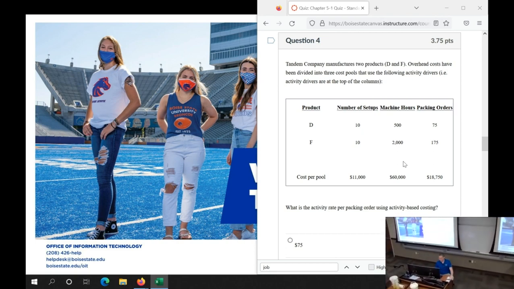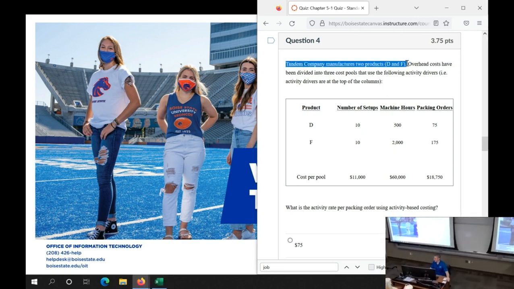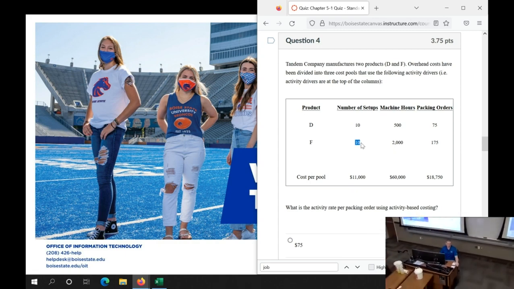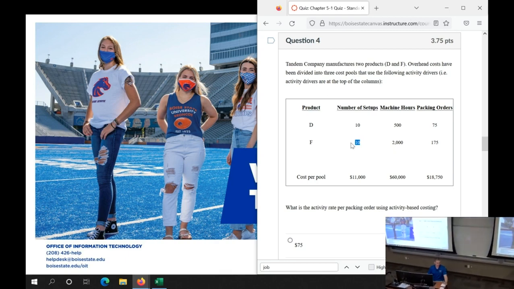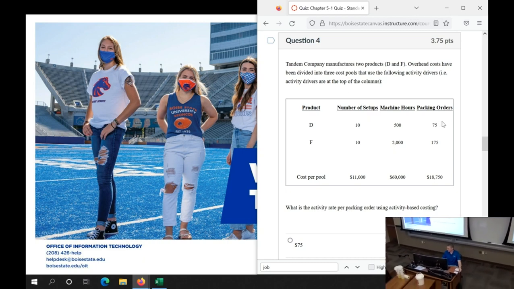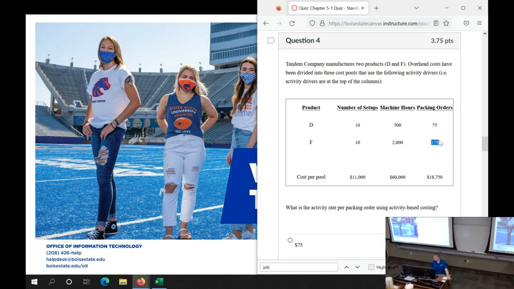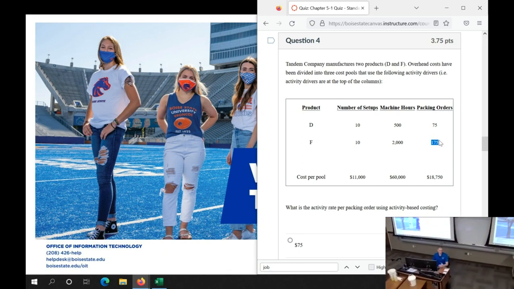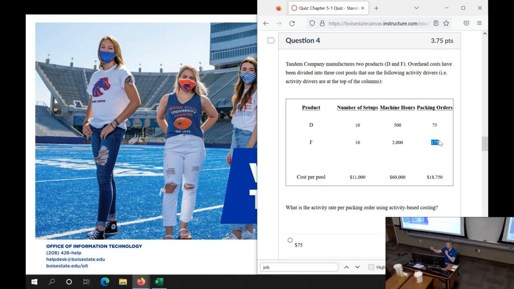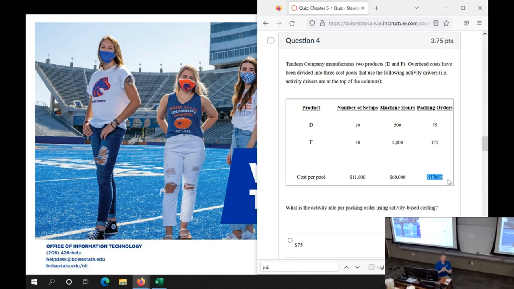You have to make an assumption here, or rather, there's an assumption that is implied anyway. This company only produces 2 products. And so this 10 plus this 10 setups means that they're only expecting 20 setups overall, period. That's all they do, just these 2 products, D and F. And in packing orders, it's asking about the activity rate for packing orders. We have the 75 and this 175, meaning that's 250 packing orders we're expecting. That's the universe of packing orders we are expecting. That's the denominator. And you put that in the denominator underneath 18,750, and you get the $75.